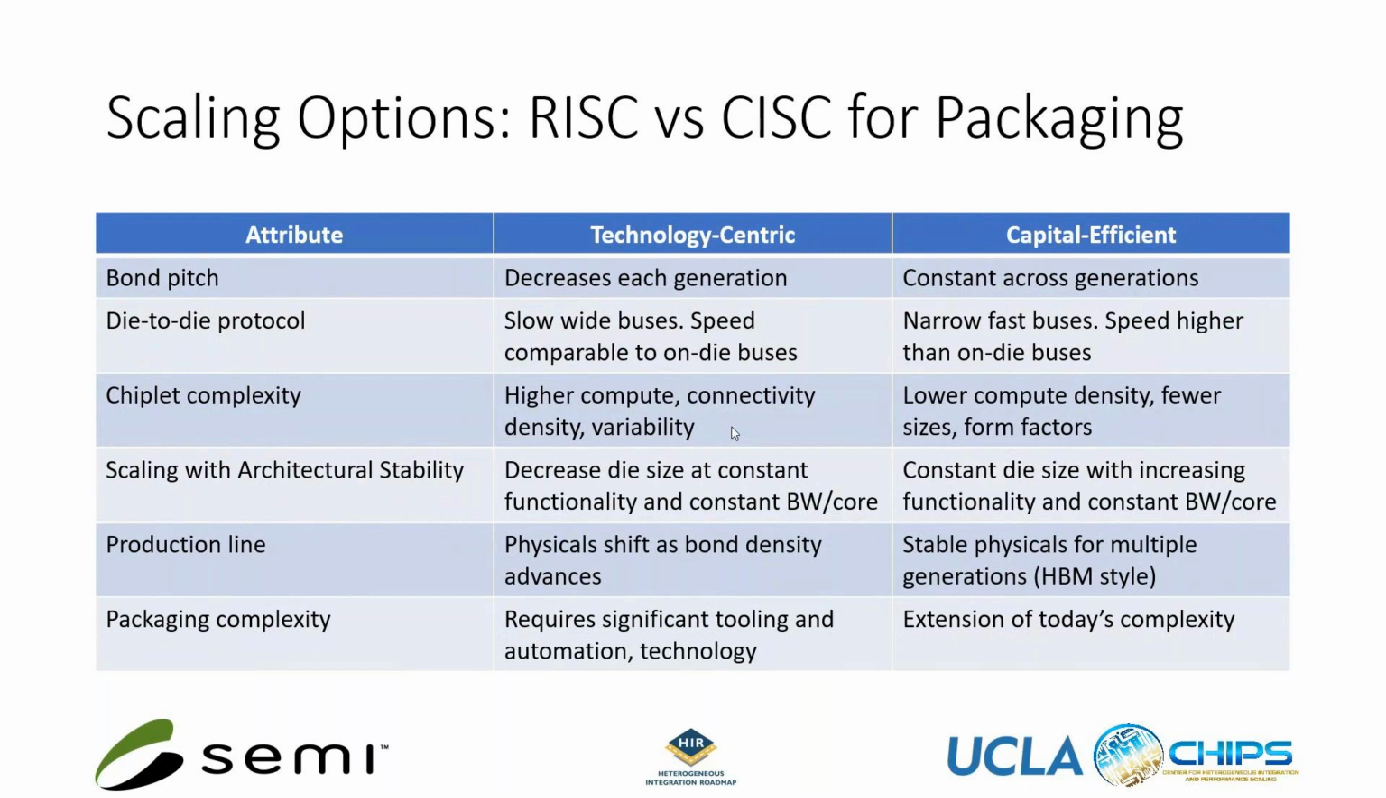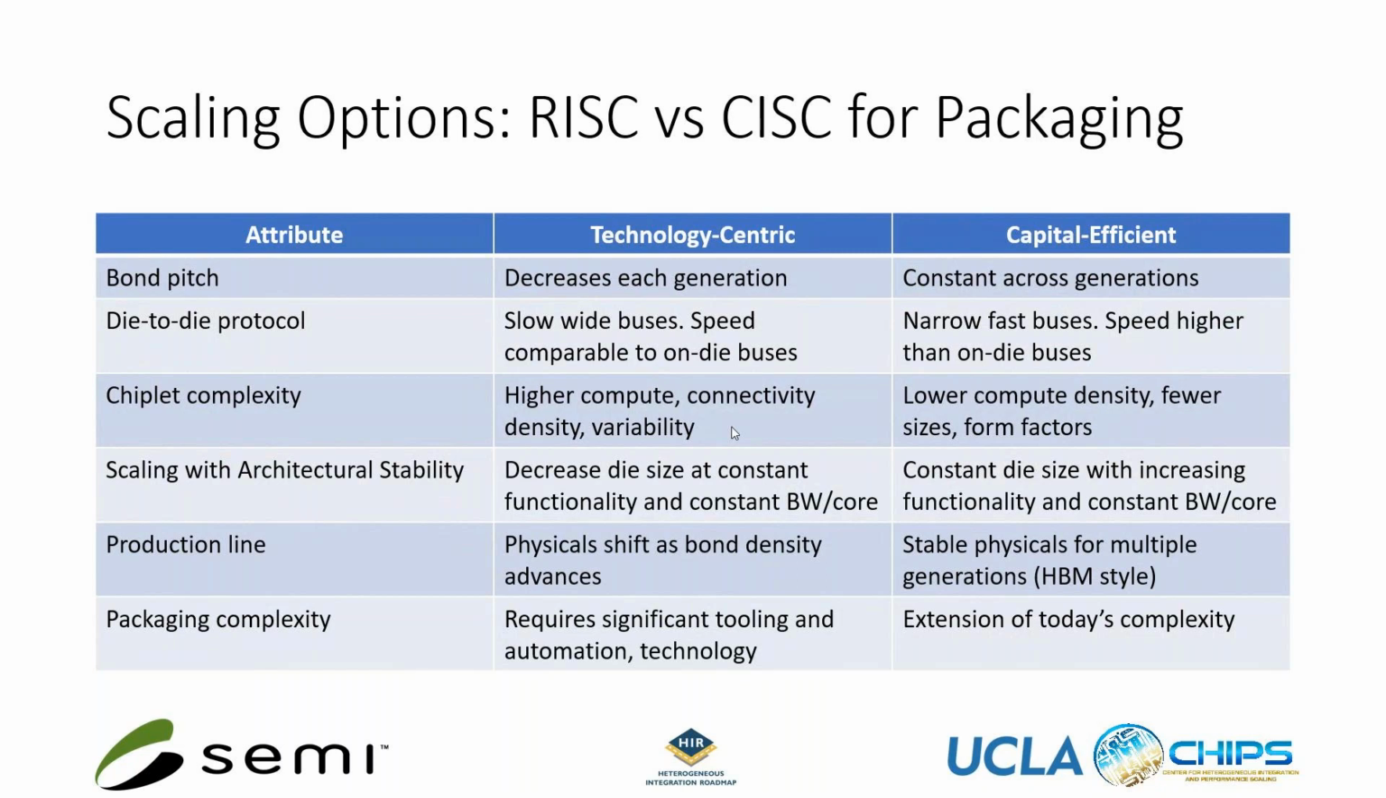Do I want chiplets? Ultimately, one interesting thing that the technology-centric approach enables is a relatively higher compute density, about 10-20%, in a simple model. And ultimately, you can push architecture towards a sea of small cores, the way Professor Iyer showed last week. Or you can say, I'm going to stay with constant die size and increasing functionality at a constant bandwidth per core.